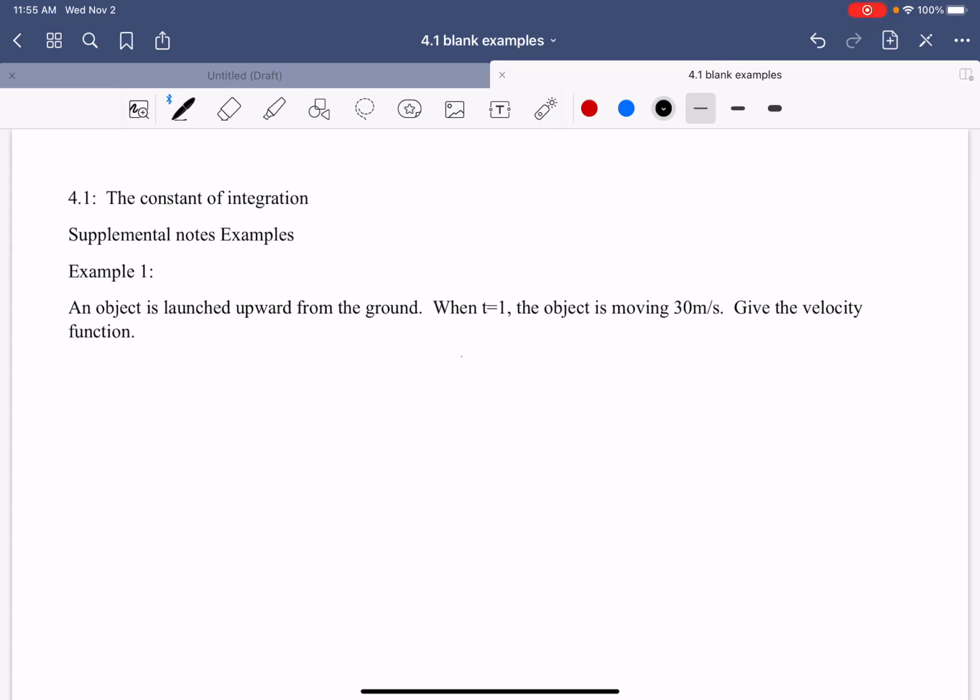All right, an object is launched upward from the ground. When t equals 1, the object is moving 30 meters per second. We're going to give the velocity function. For projectile motion, we start with v equals the antiderivative of a dt. Acceleration is negative 10. The antiderivative of negative 10 is negative 10t plus a constant.